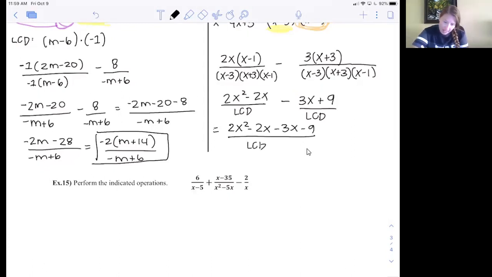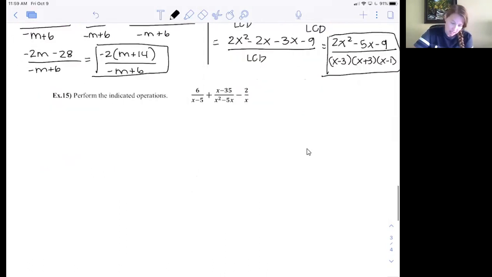I'm going to combine like things. So I've got 2x squared, negative 2x minus 3x gives me negative 5x minus 9. And then again, if you were to factor that out, I would bet anything, and I could be wrong, but my guess is maybe one of these would cancel out on bottom.